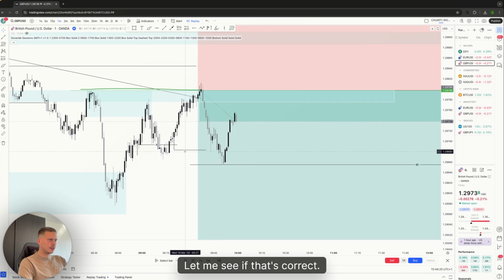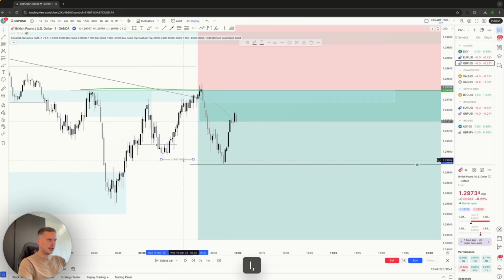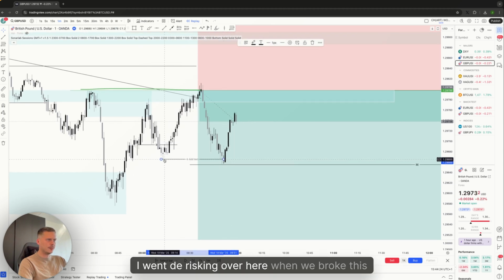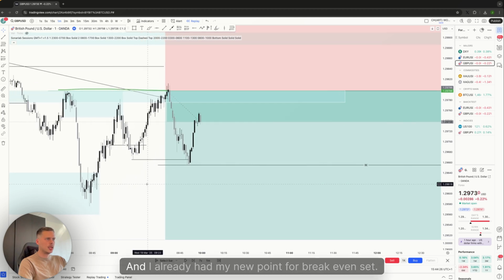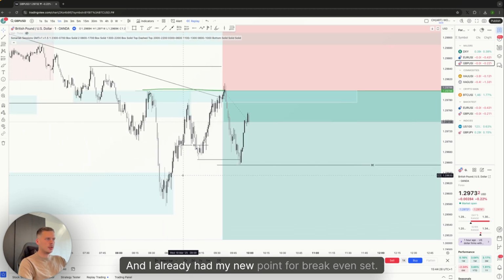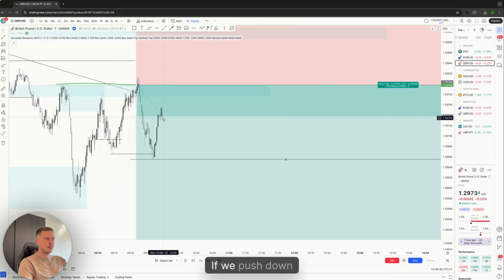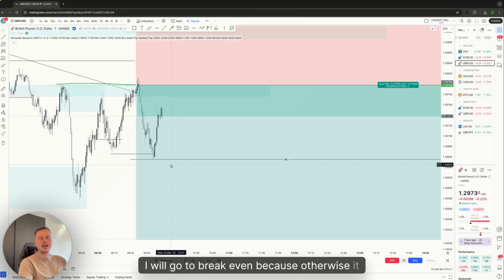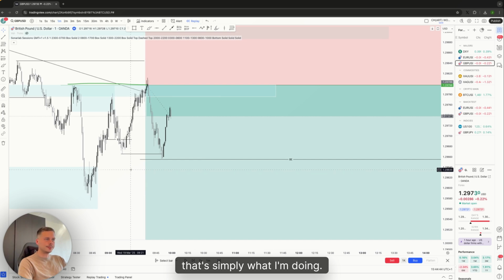Let me see if that's correct. I think I went de-risking over here when we broke this low, and I already had my new point for break even set. If we push down and create a new low, I will go to break even, because otherwise it becomes way too risky, and I don't want to risk unnecessary money. Trading is loads about protecting your capital by all means, and that's simply what I'm doing.